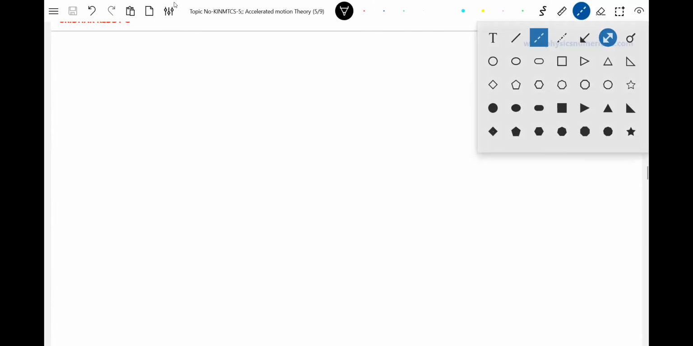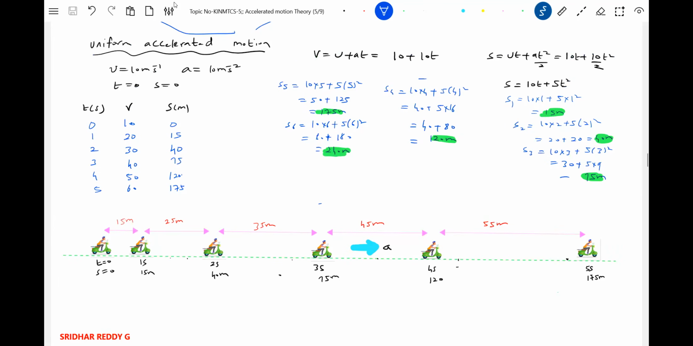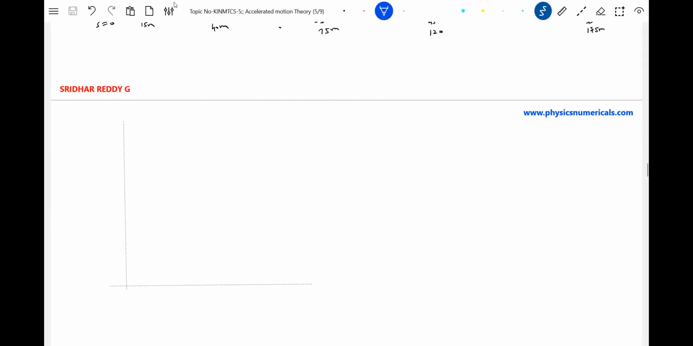Graphically, we can show these things clearly now. I'll show graphically. This is a curve, the experimental curve. So what was our equation? S is equal to 10t plus 5t square. If I plot that curve, it is roughly like this.